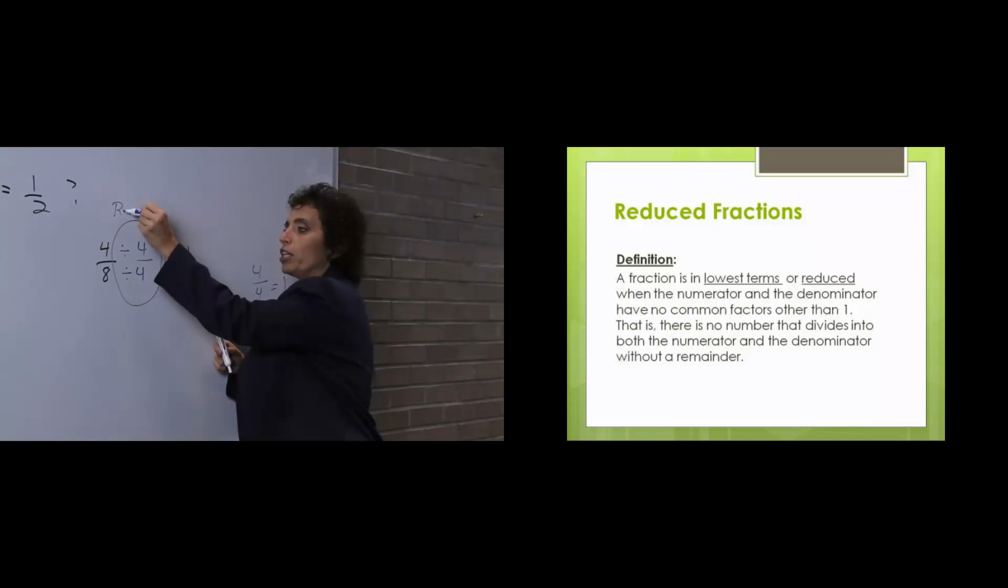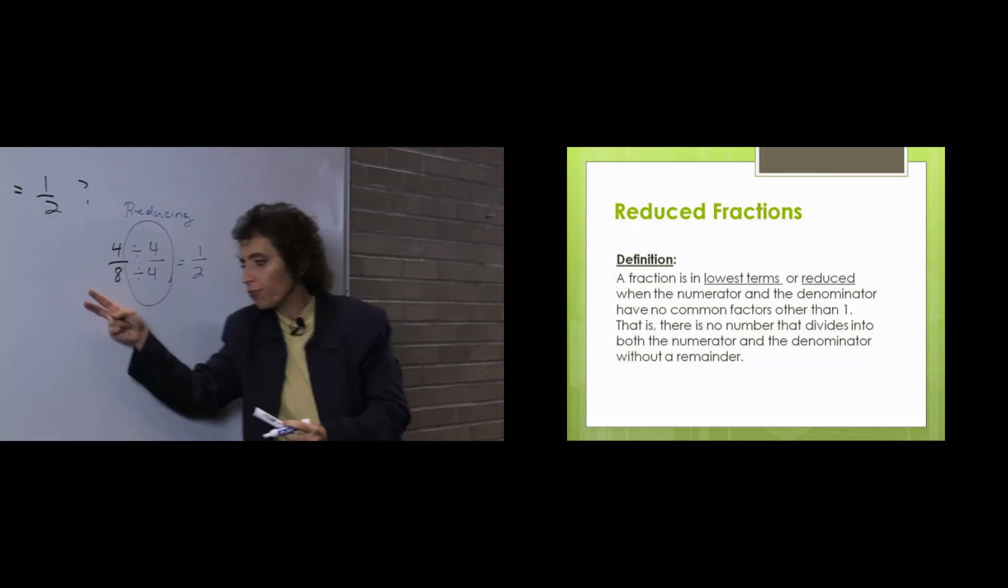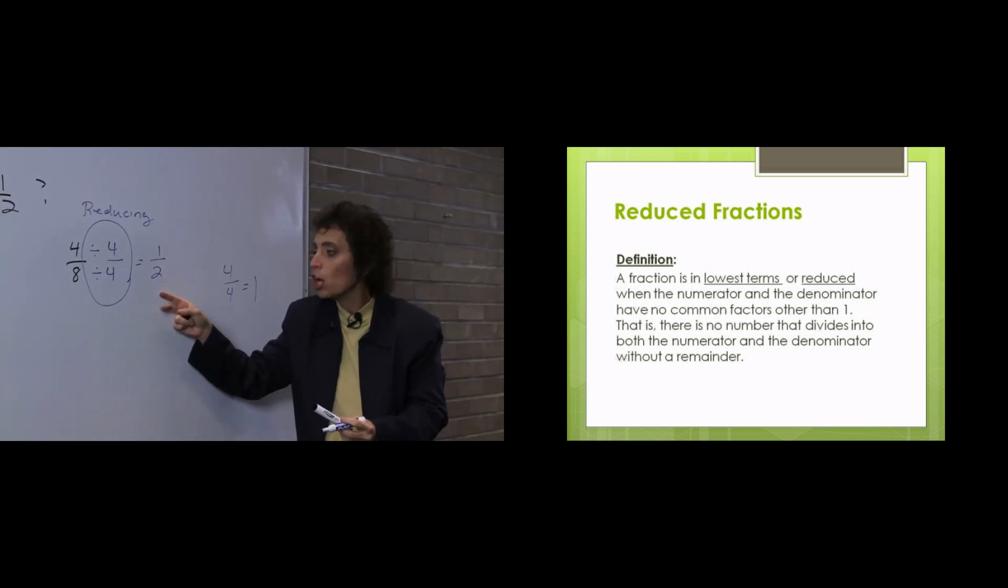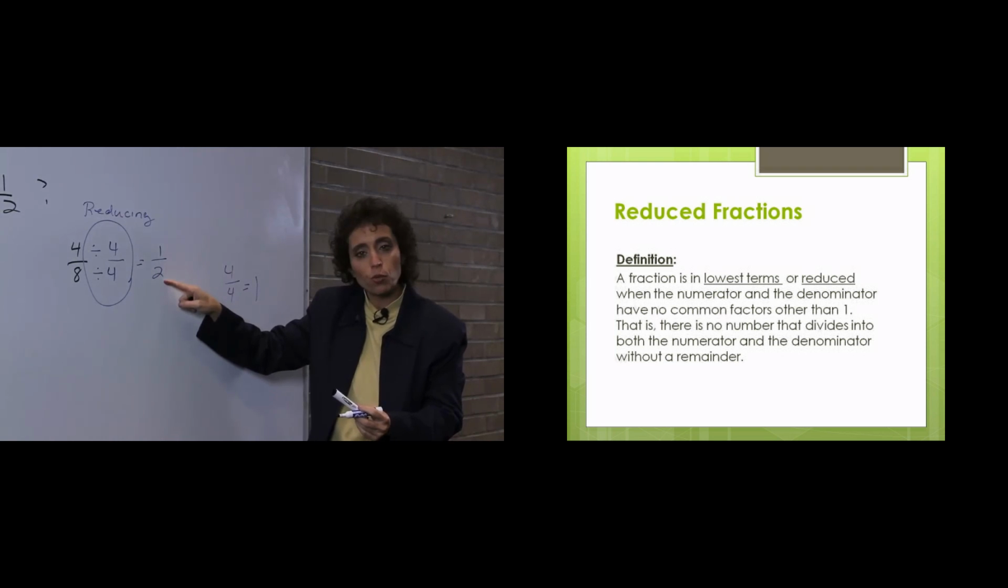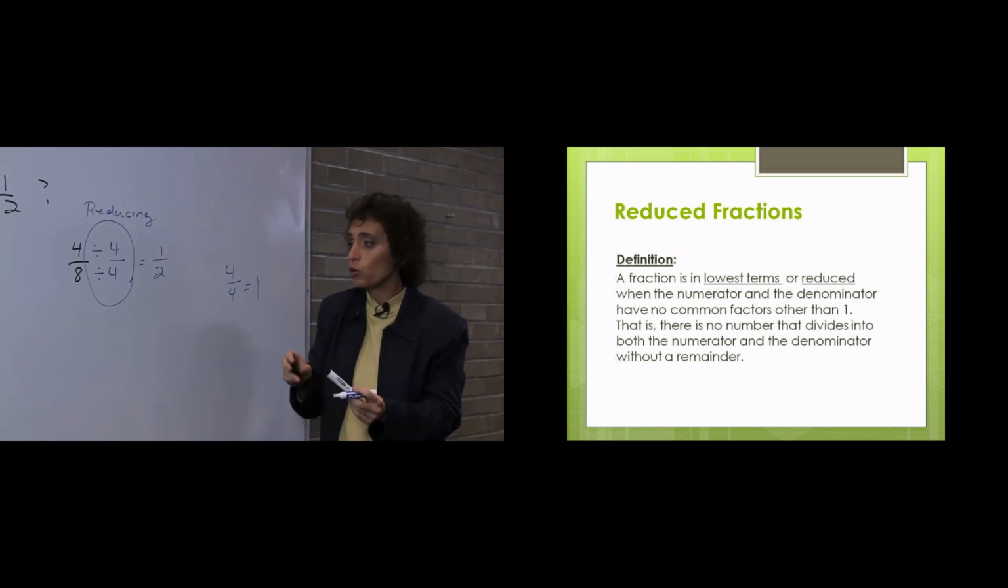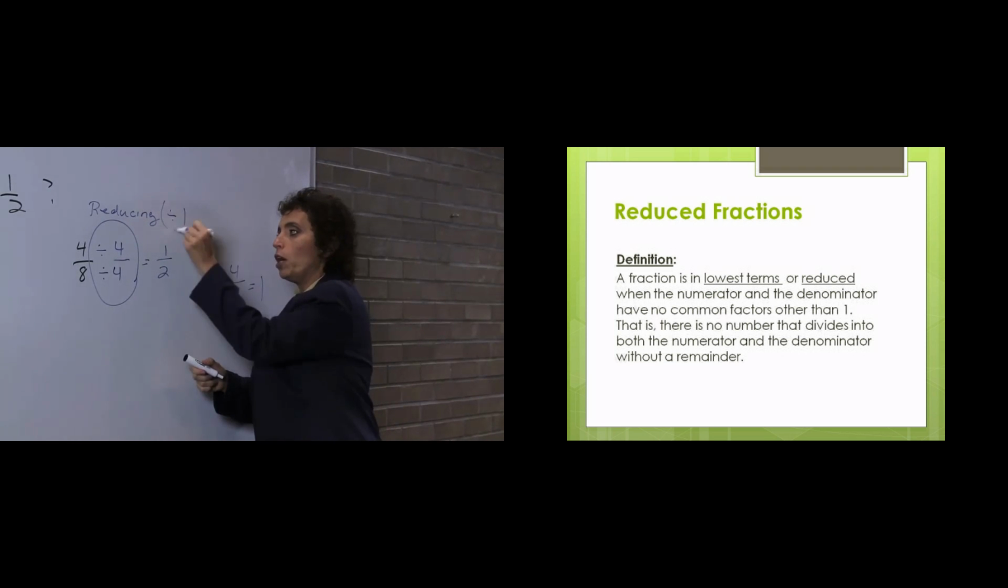This is called reducing. Reducing means to bring the fraction down to an equivalent fraction where you cannot reduce any longer. See, there's nothing in common between the 2 and the 1 anymore, so we can't reduce any further. That's called reducing. And notice when you reduce, you divide by a form of 1.